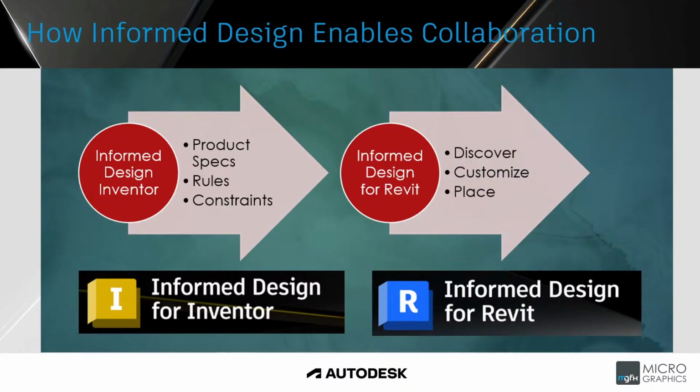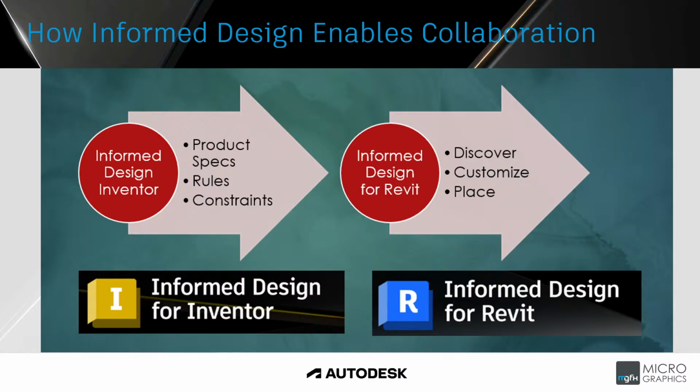How Informed Design enables collaboration. Collaboration between product designers and building design professionals is quite critical for success. Informed Design bridges the gap by connecting Autodesk Inventor and Revit in a seamless workflow. As you can see, you've got your product specs in Inventor, you set your rules and your constraints. In Revit, you discover those specs, rules and constraints. You can customize them and place them within your design.